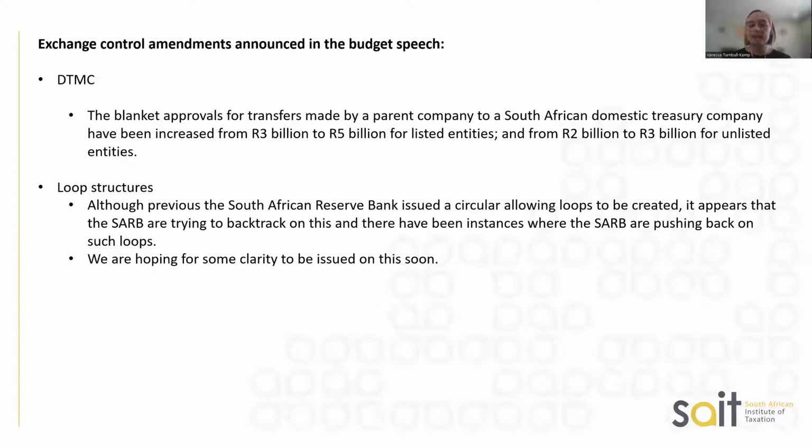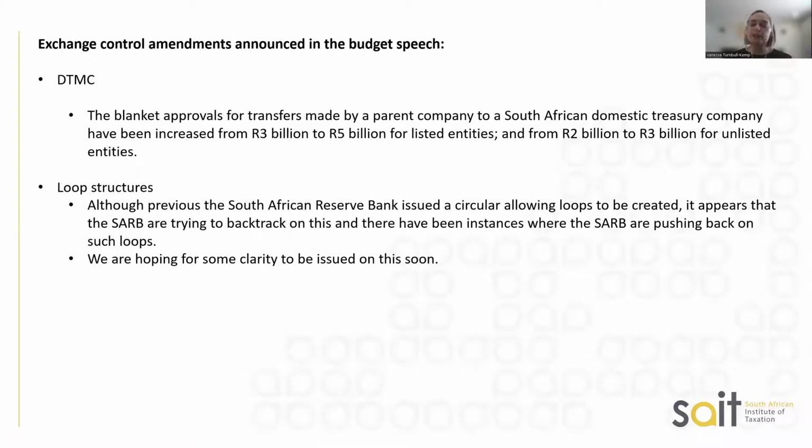For listed entities, the blanket approval has increased from 3 billion rand to 5 billion rand, and from 2 billion rand to 3 billion rand for unlisted entities. Another point that we just wanted to point out at the moment is in respect of loop structures. Previously, the South African Reserve Bank issued a circular allowing loops to be created. So basically, South African assets to be externalized, even when they're ultimately held by South African residents.